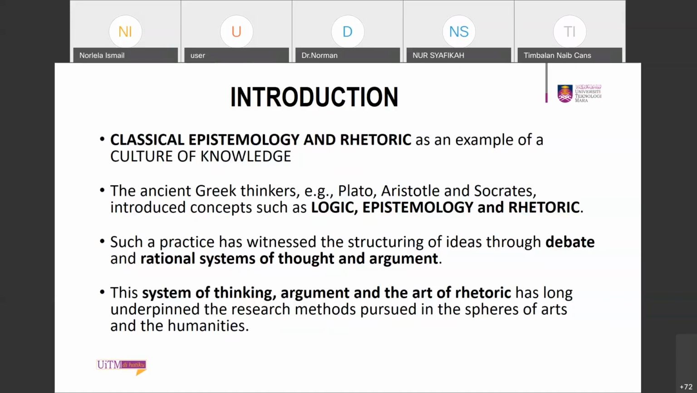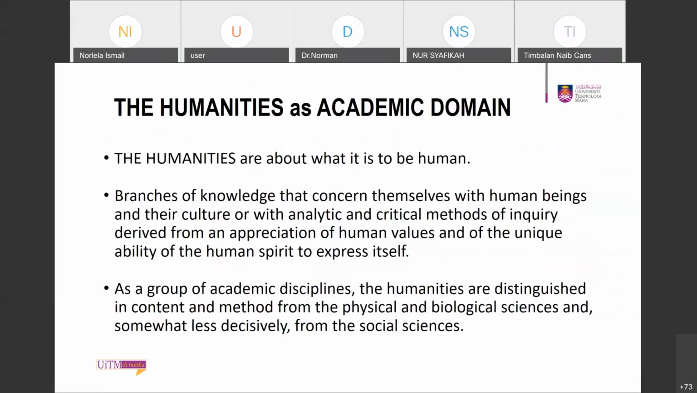So such a practice has witnessed the structuring of ideas through debate and a rational system of thoughts and argument. Okay, this system of thinking, argument, and the art of rhetoric has long underpinned research methods, as I mentioned just now, in the arts and humanities.